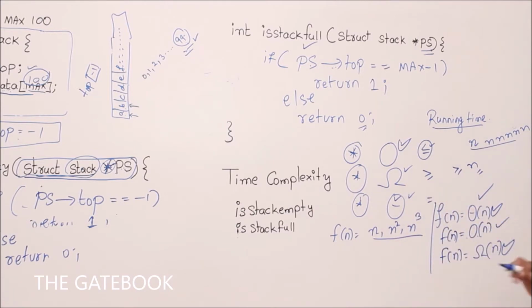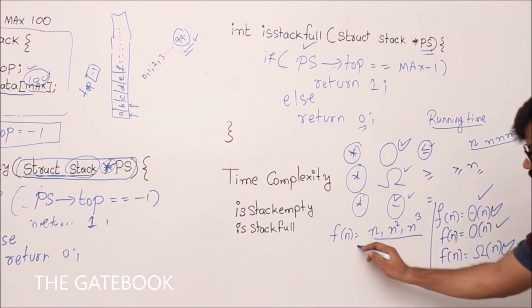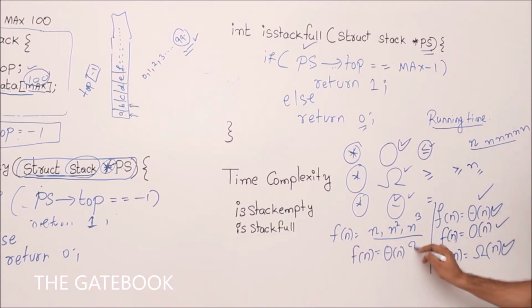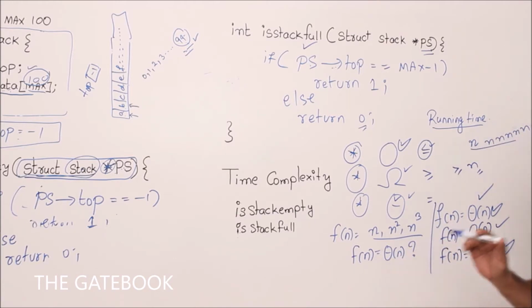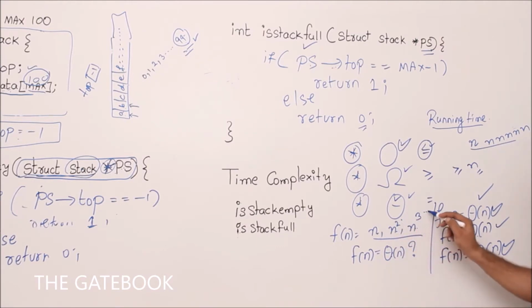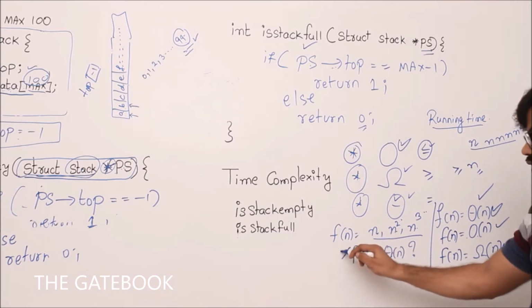In this scenario, first, can I say f of n equal to theta of n? We'll see. If f of n equal to theta of n, that means what? When to use it? Already I told you. Whenever your program's running time is equal to n always, then use theta. But your program's running time is not always n, right? Sometimes n square, sometimes n cube. That's why this is absolutely wrong.